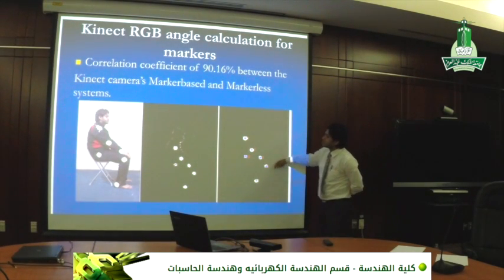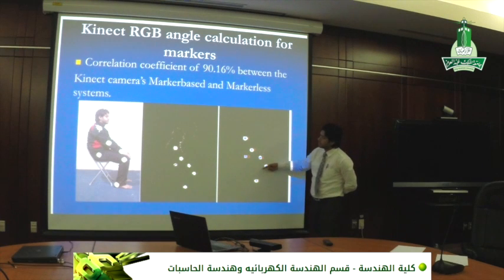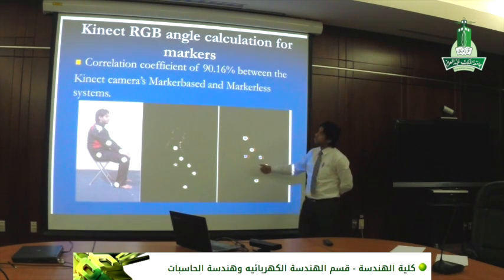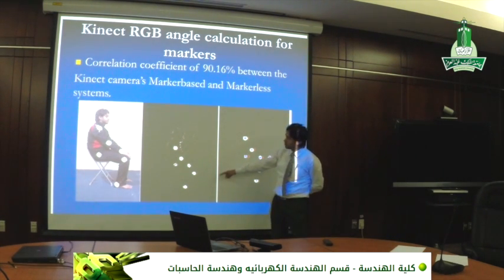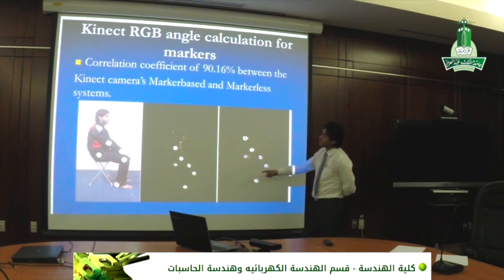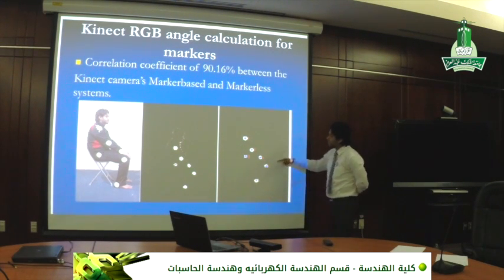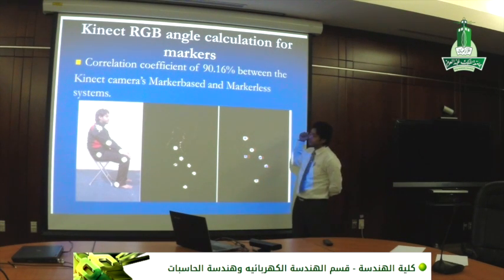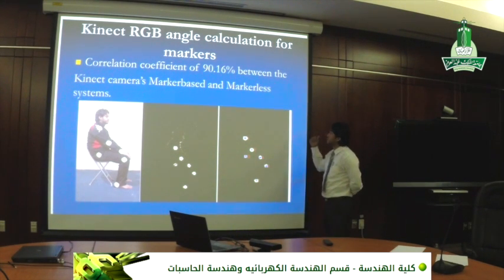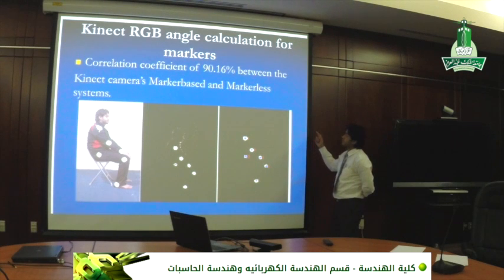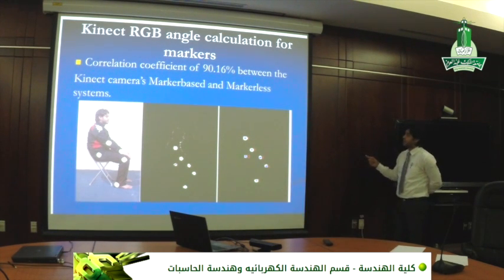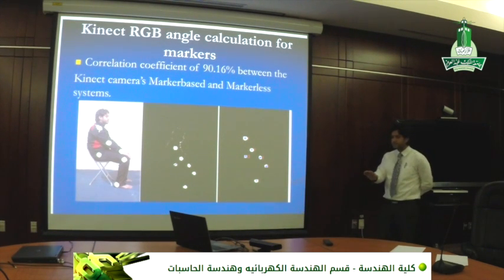Here, this figure shows the angle calculation for the marker-based system, which we had done in MATLAB. The correlation coefficient that we found between these angles and the Kinect angles was around 90.16% between the Kinect camera marker-based and the markerless system.